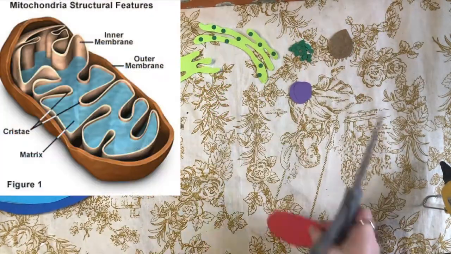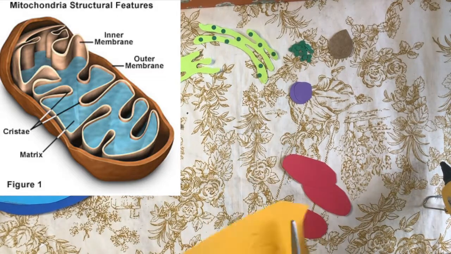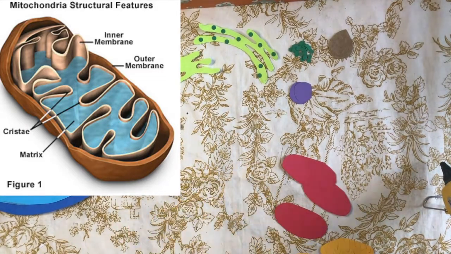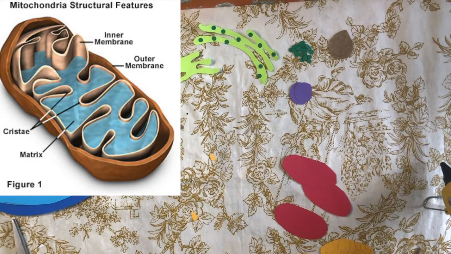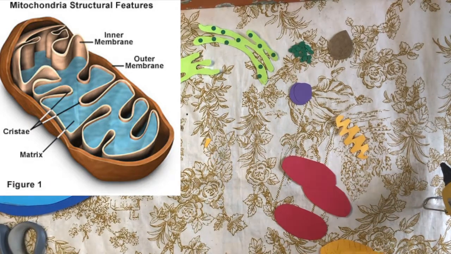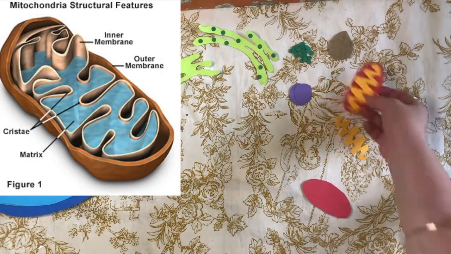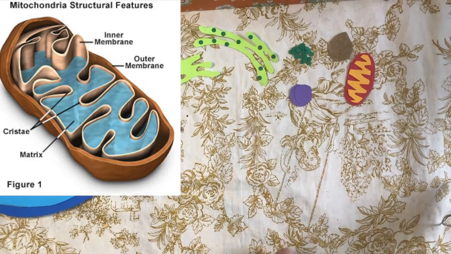Now next is our mitochondria. Now I'm not going to lie, this one definitely took me the longest to create out of paper, but with a little patience, you can do it. So let's talk the science. Mitochondria are oblong-shaped organelles that are found in the cytoplasm of every eukaryotic cell. In the animal cell, they are the main power generators, converting oxygen and nutrients into energy.